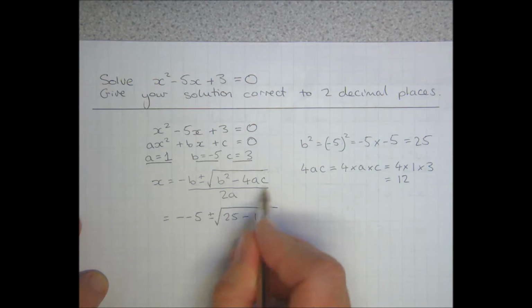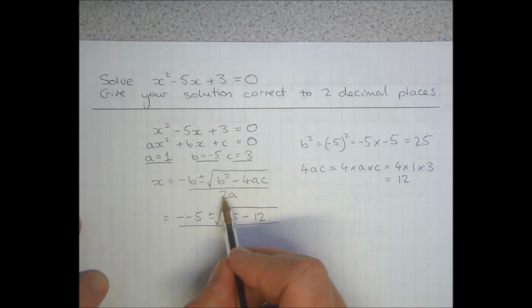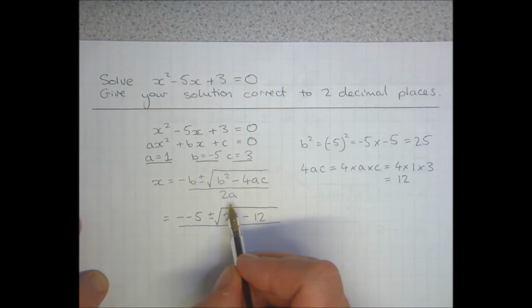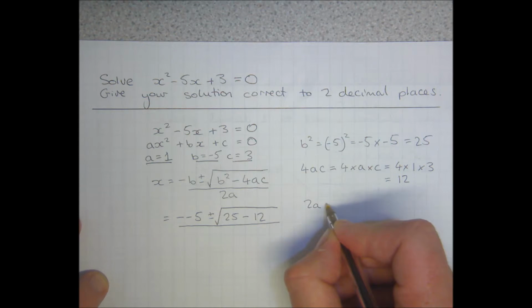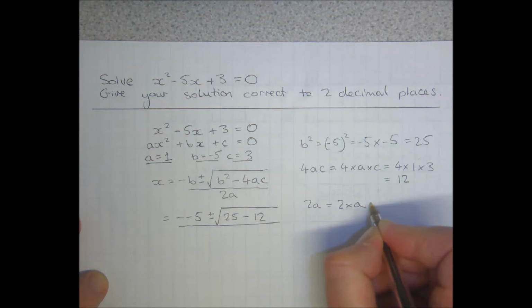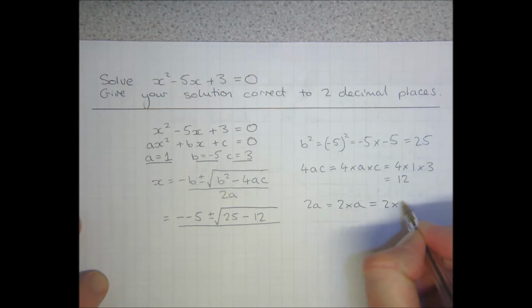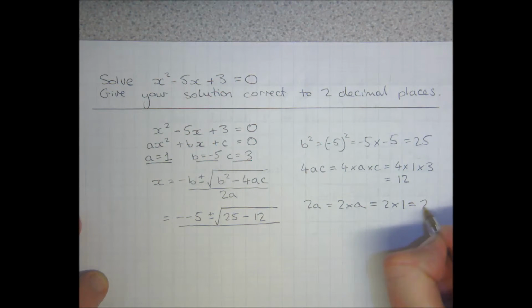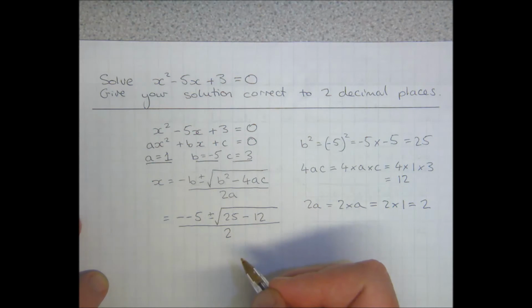Now, it's all being divided, and it's being divided by 2a. Okay, so 2a means 2 times a, and a we saw is 1, so it'll be 2 times 1, which is 2. So for 2a, I'm going to put 2 down there.